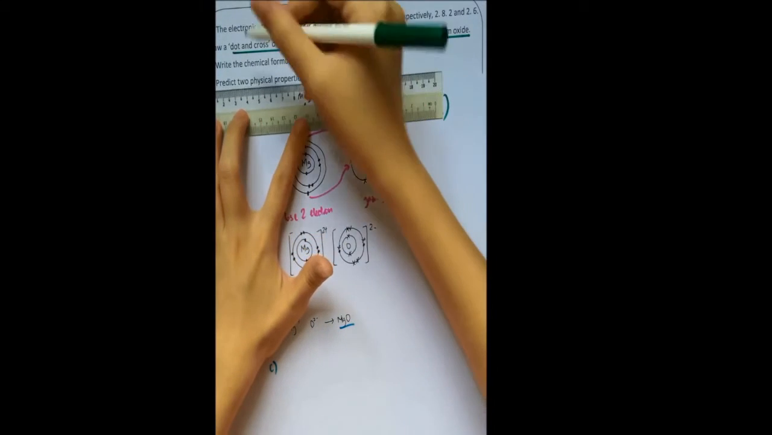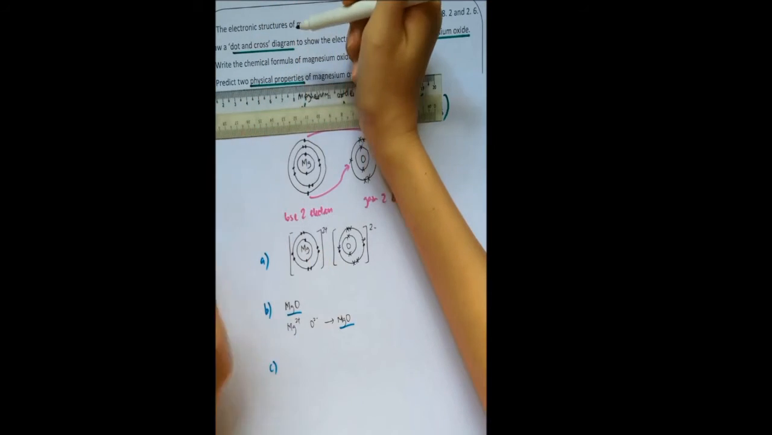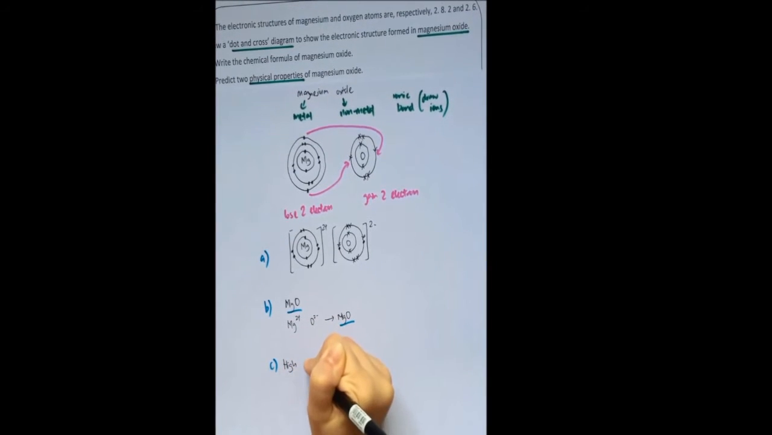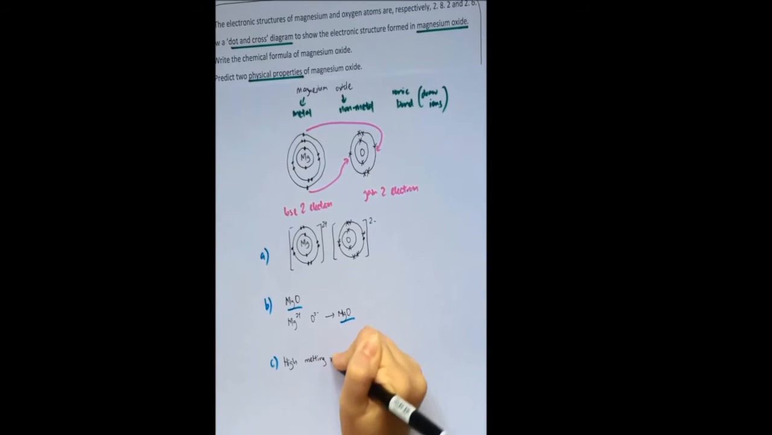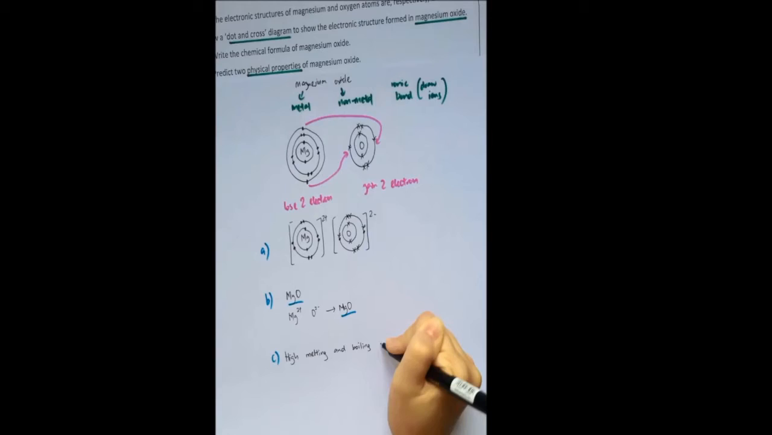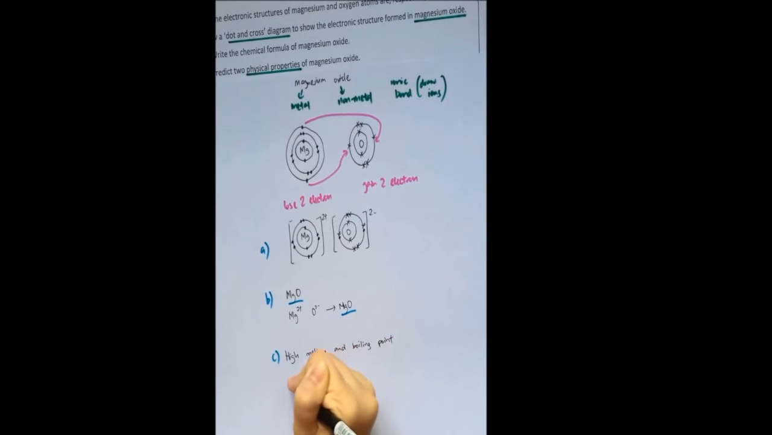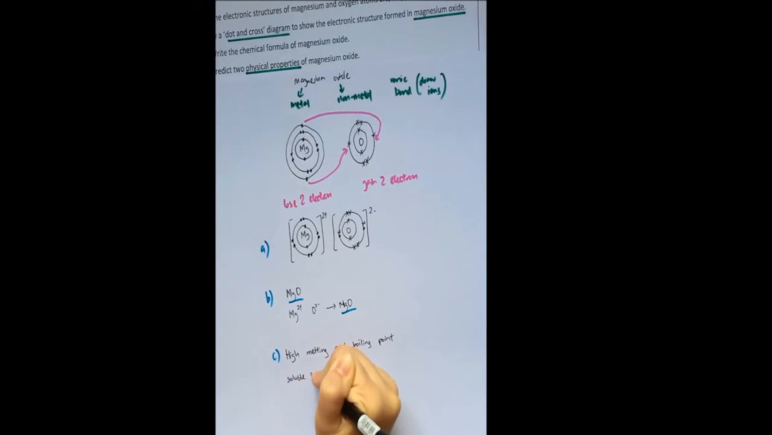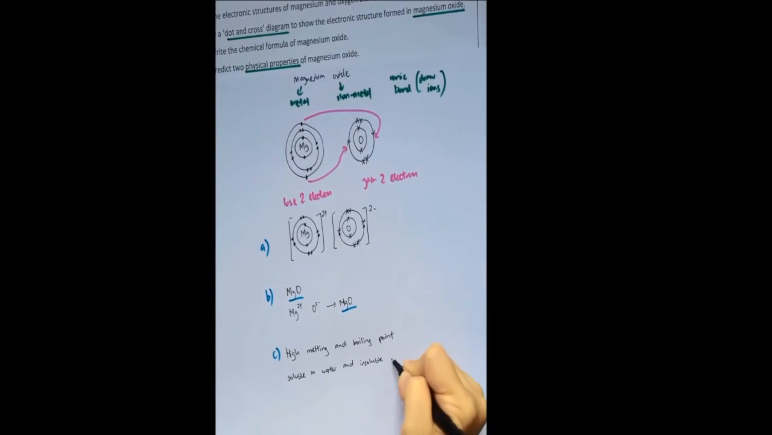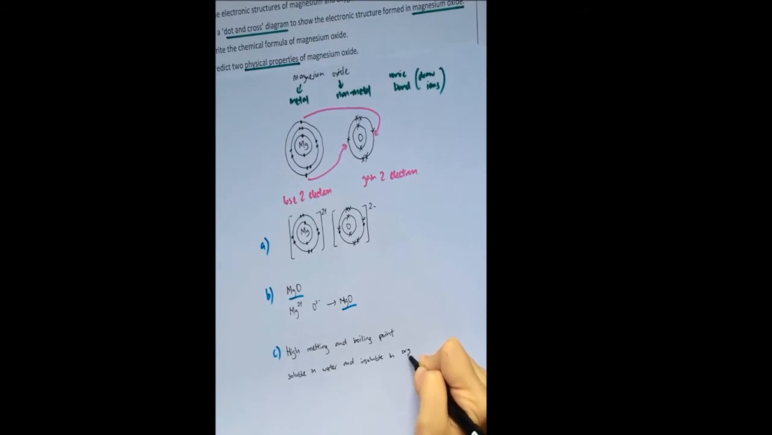For part C, it says, predict 2 physical properties. So the physical properties are what you learned in the previous page, on page 11. High melting and boiling point. You have to write the whole thing. You cannot just say high melting point. You must say high melting and boiling point. Same for solubility. You must say soluble in water and insoluble in organic solvent. So we would have written down 2 physical properties here.